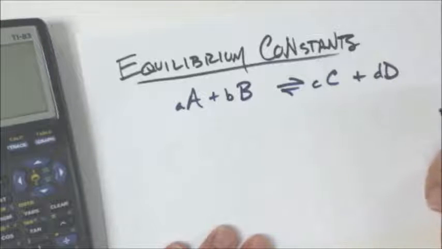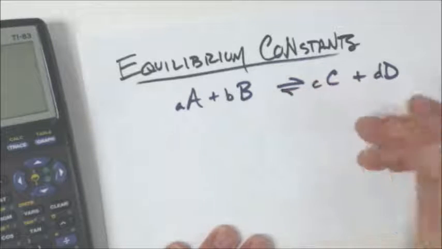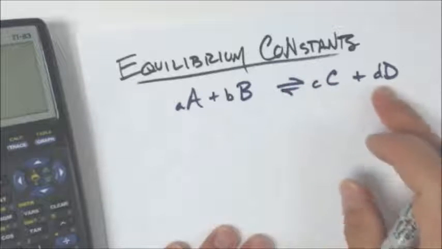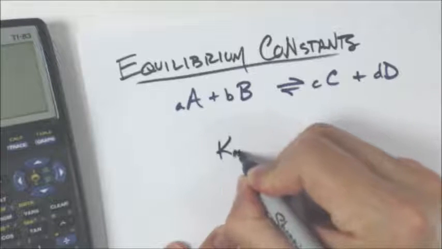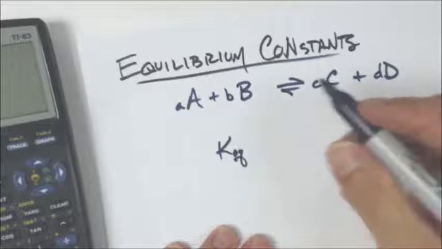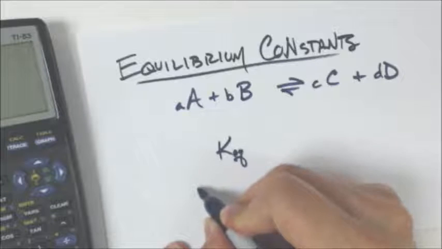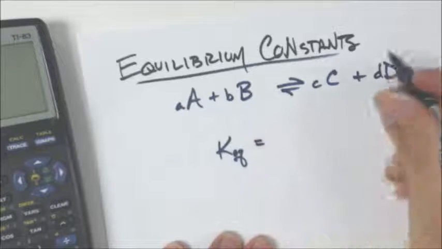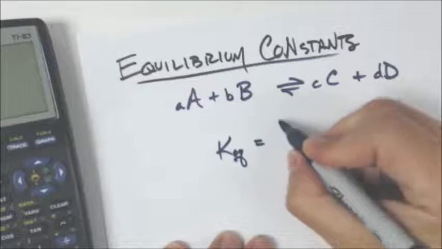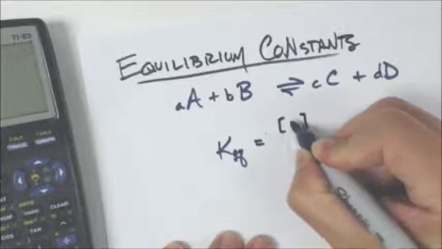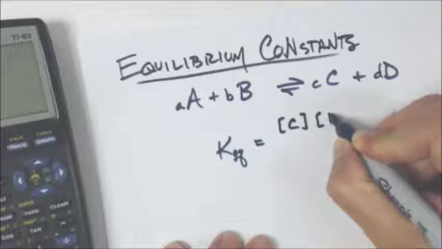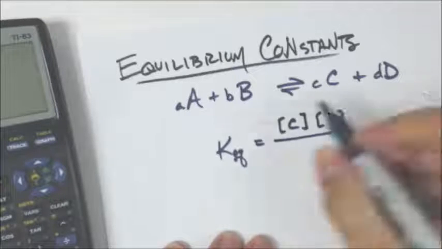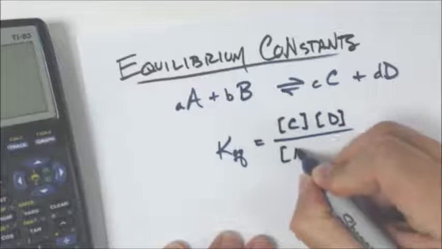And when we write an equilibrium constant, we simply are going to take these amounts and write an equilibrium constant. So the K here means the constant and the EQ means equilibrium. The equilibrium constant equals, we're going to move our products to the top, and we're going to use these square brackets. That means molar concentration. And then our reactants are going to go on the bottom.